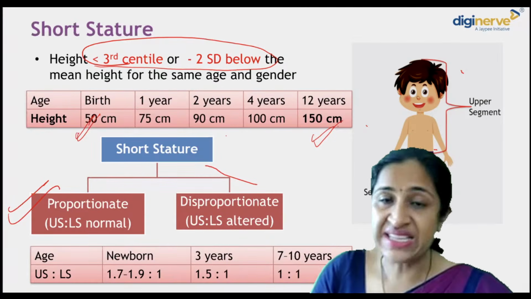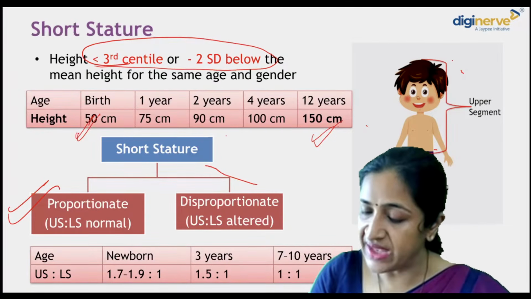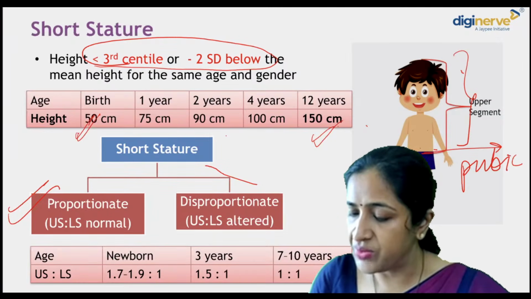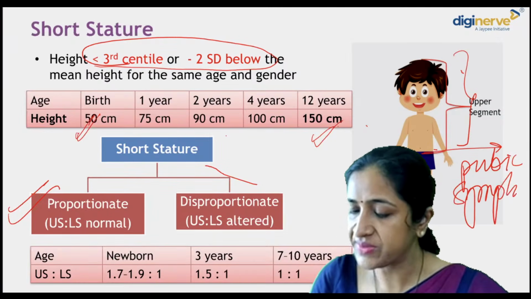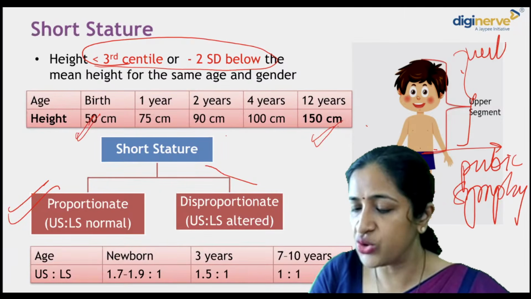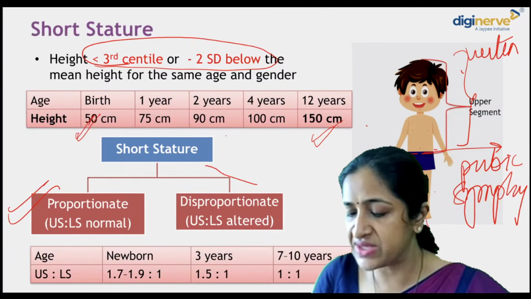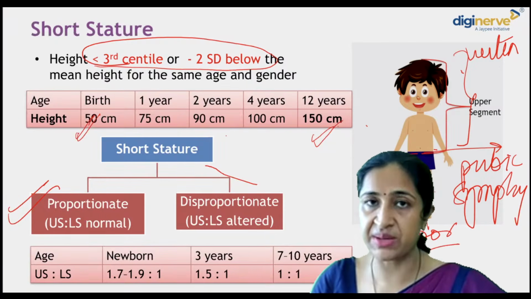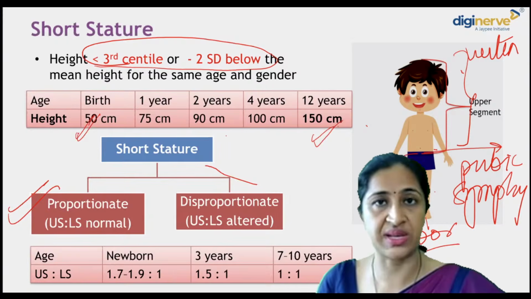Proportionate means this section, if you look at the picture here, the upper segment. Now, what is the upper segment? This is measured by the pubic symphysis. Vertex to pubic symphysis and pubic symphysis to floor. So, vertex to pubic symphysis is the upper segment, pubic symphysis to floor is lower segment.